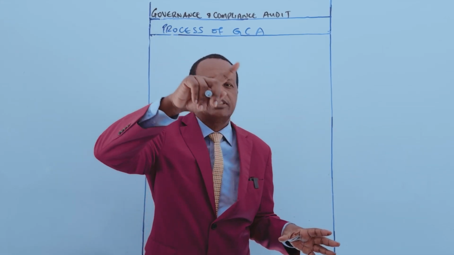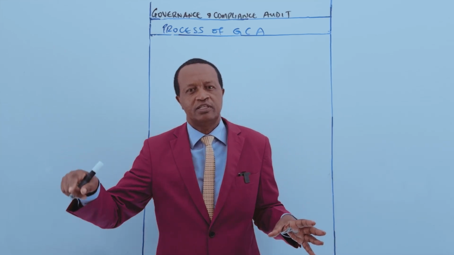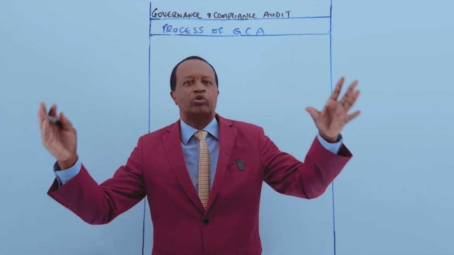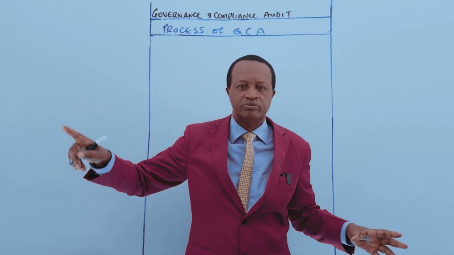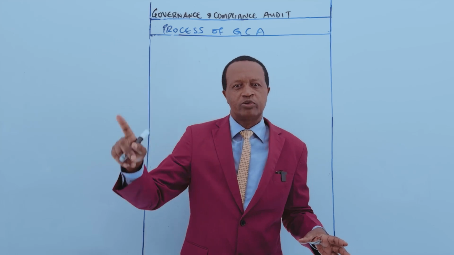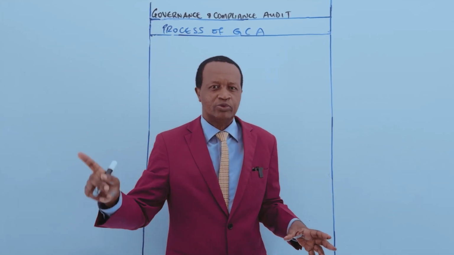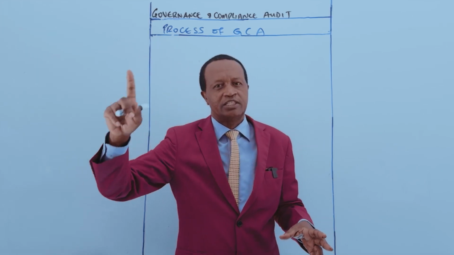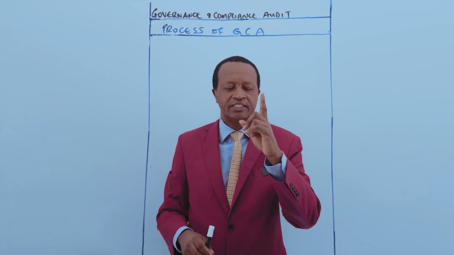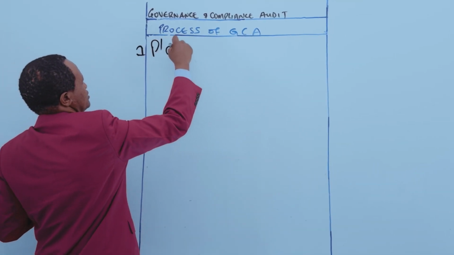So it is a process. It's like a loop, and in our next video, the other lesson, we will be studying the cycle. It's a continuous process. If it is a legal requirement that a company be audited annually, then it is a cycle. So it begins with the planning and risk assessment. Number 1, planning.